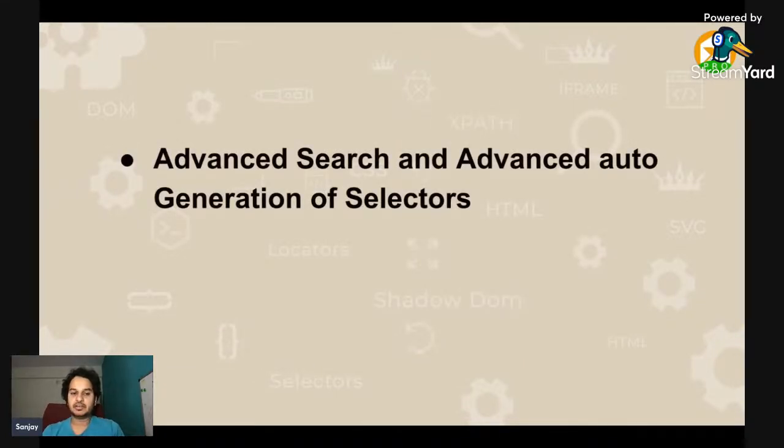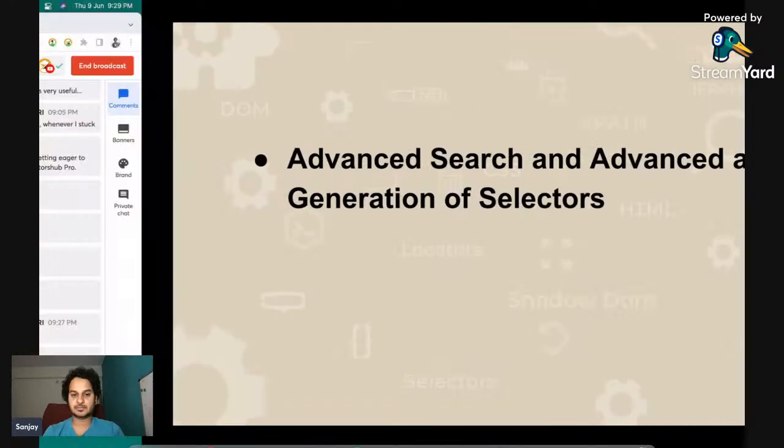Advanced search and advanced auto generation of selectors. Now in SelectorsHub, we have the advanced search; you used to verify XPath and selectors in SelectorsHub. Now you will see how it is going to enhance and improve your experience of verifying and searching XPath or any selector in SelectorsHub, taking it to the next level. Let me show you how this is going to improve your experience of auto generating as well as search.